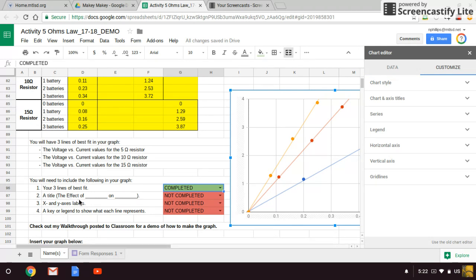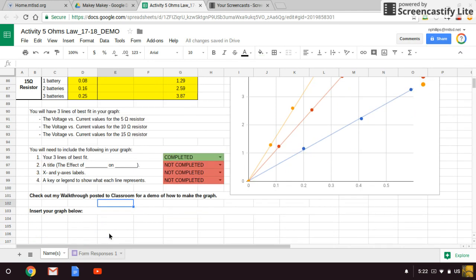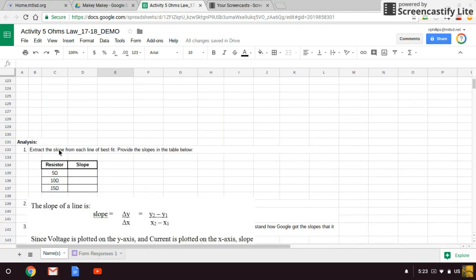Just make sure you're using the correct labels and whatnot, including the units next to your labels. I give you a sample graph title, the effect of blank on blank. You can figure that out. Just make sure it makes sense. Below, you want to figure out the slope of each line of best fit. The graph, you can get that right off the graph. That's the first thing I want you to do.